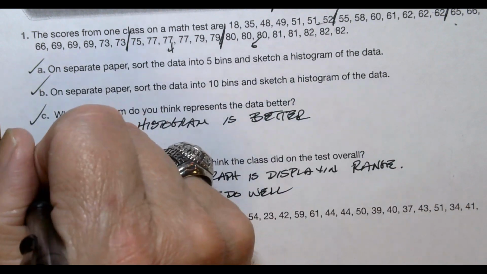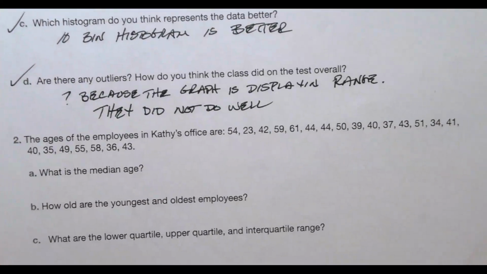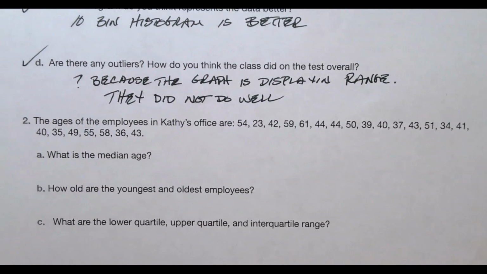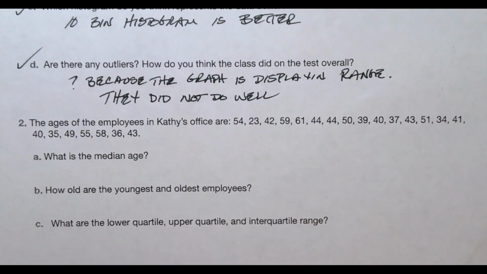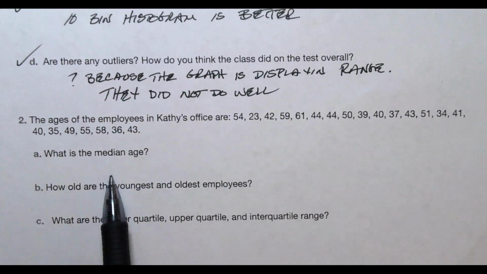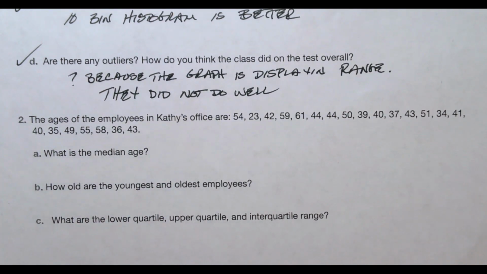Okay, let's go down to number 2. Now they gave us a new piece of data. It says the ages of the employees in Kathy's office, and they give all this list. Now, as you notice, this data is not in order, right? And the first question they ask us is median.